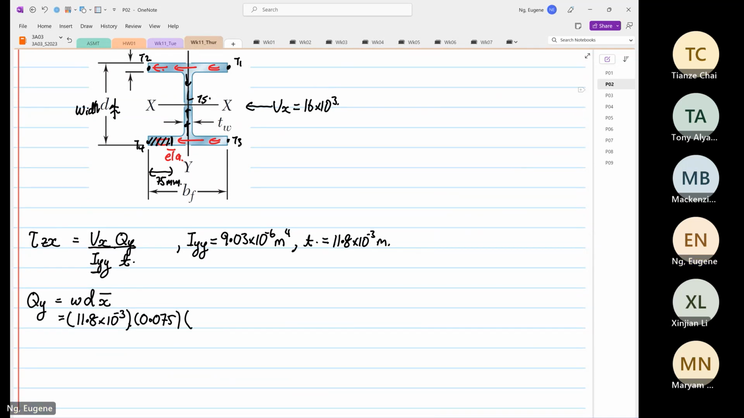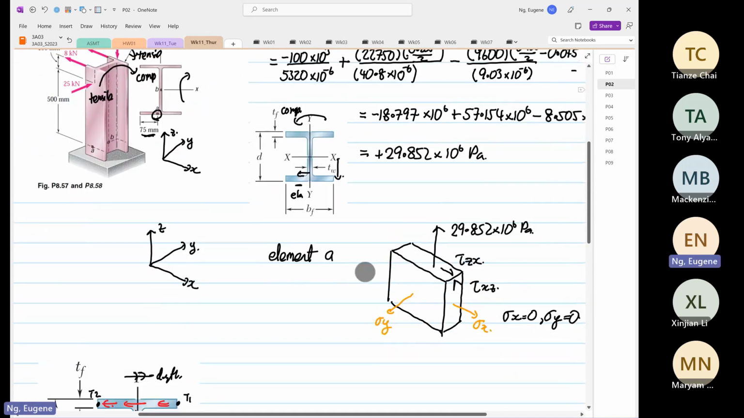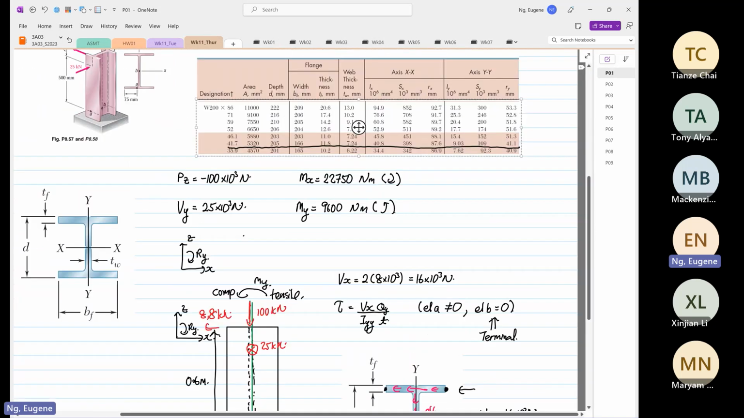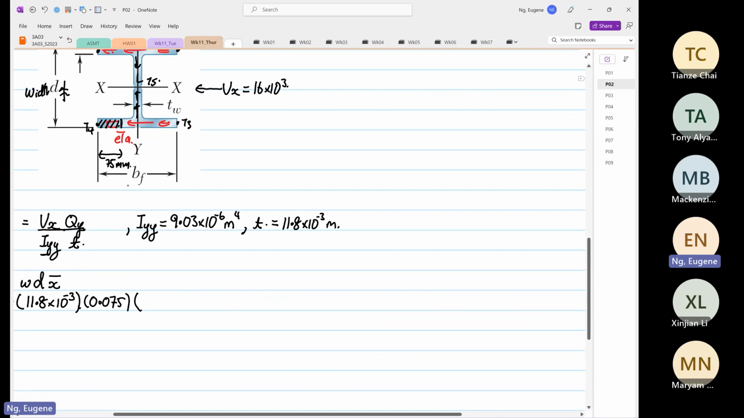So the depth now is 0.075, and then the y bar is equal to BF over 2. I think our BF is 0.205, let me check, I don't want to get it wrong. BF, oh, lucky I checked, 0.166, the entire length. So the y bar is equal to 0.166 divided by 2 minus 0.075 divided by 2.